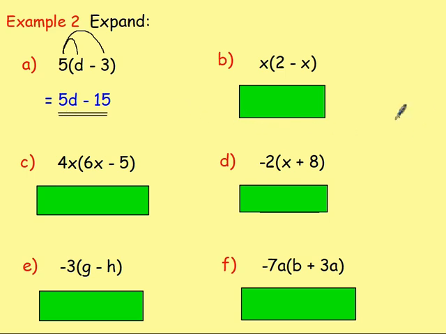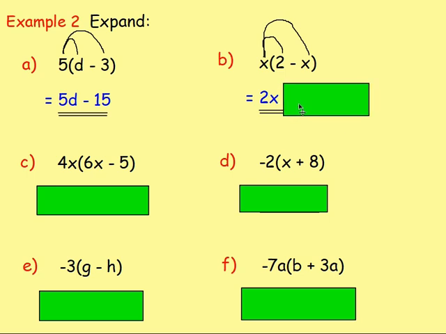Let's try another one. x bracket 2 take away x. So do the x times the 2 and then the x times that negative x. What would you get for that one? x times 2? 2x. Good. And then x times negative x. Negative x squared. Well done.